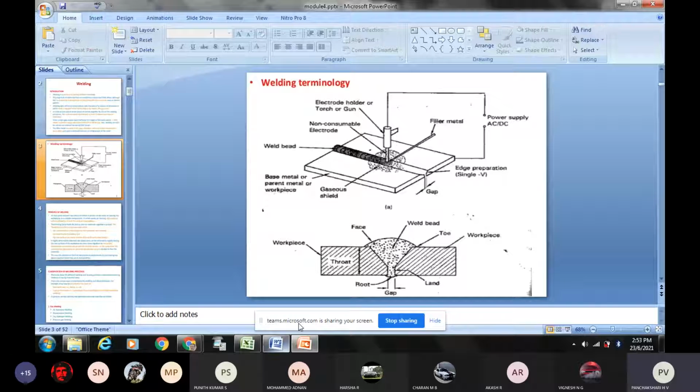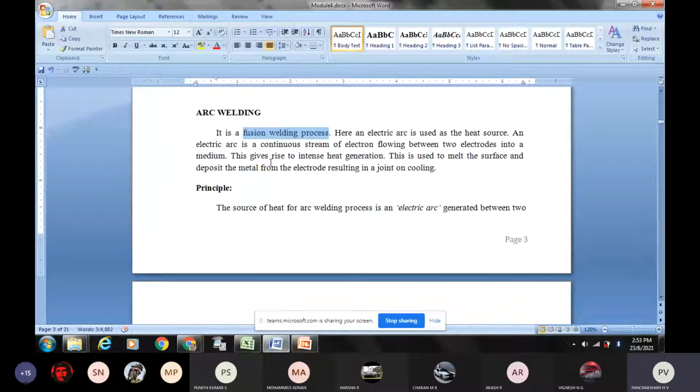Now let us see what an arc is. It is a fusion welding process. Fusion is nothing but the solid metal being converted into liquid metal by the supply of electrical energy, so that an arc is produced. Due to that arc, the metal melts, as severe temperature is developed. The solid metal is converted into liquid state, and then they are allowed to cool. When they cool, these two become a union, one joint. This is what happens in arc welding. It is a fusion welding process.